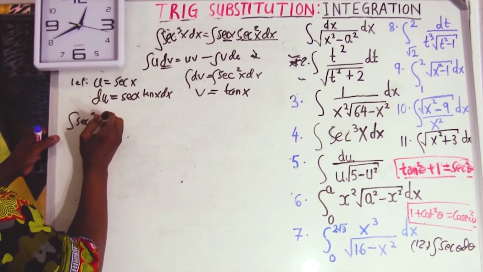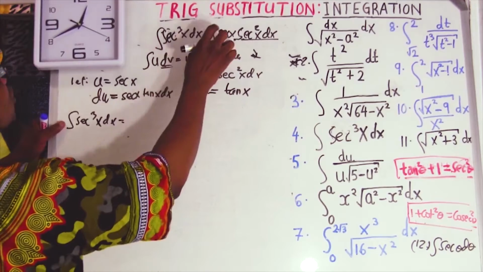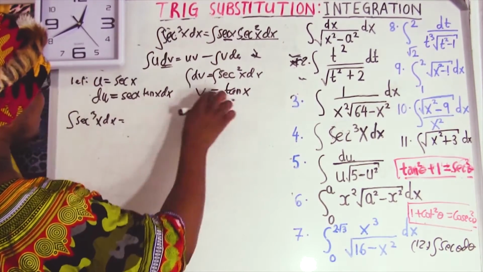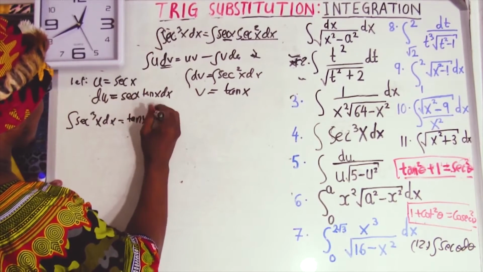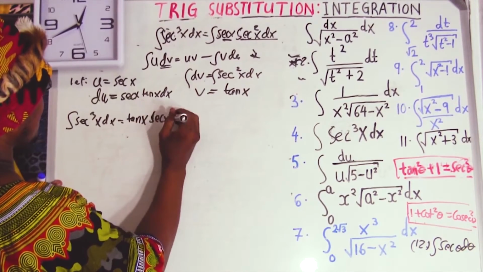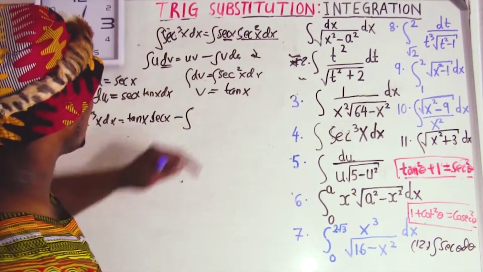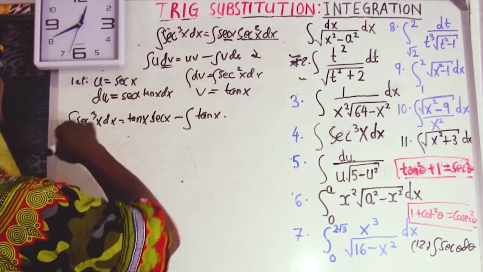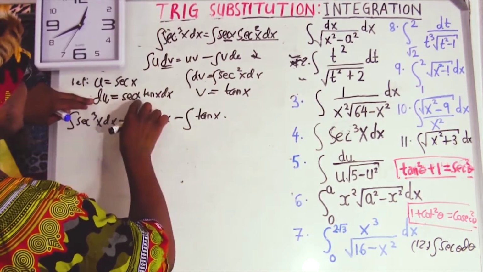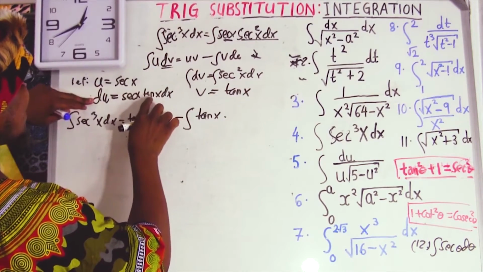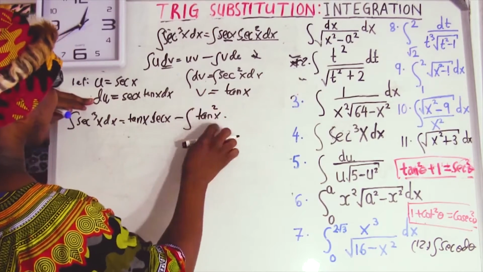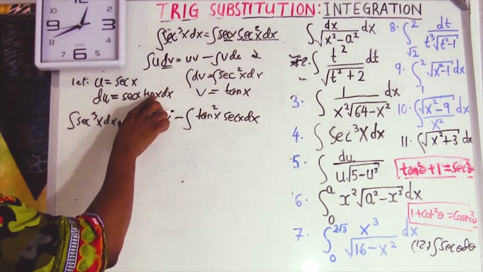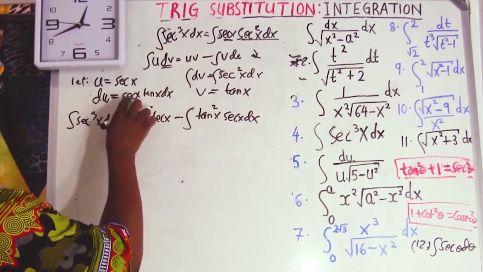So say sec cube x dx equal to uv. What is the u? U equal to sec and v equal to tan x, so it's going to be tan x sec x minus, okay, now we go v. What is v? V equal to tan x multiplied by du. Du equal to sec x tan x. So this tan x I'm going to multiply, it's going to be tan squared, and then it's going to be sec x dx. So you can do slowly, but I will just say this tan this tan is going to be tan squared, and then we still have our sec.